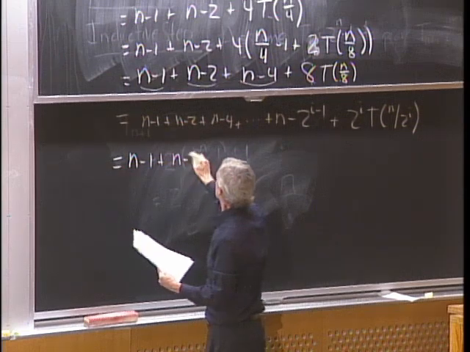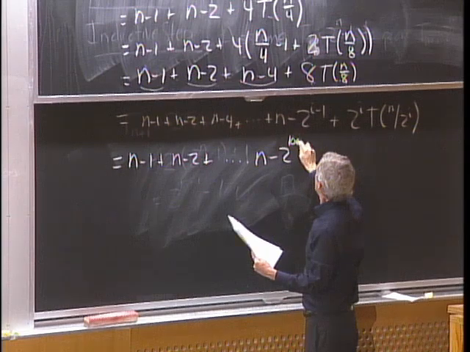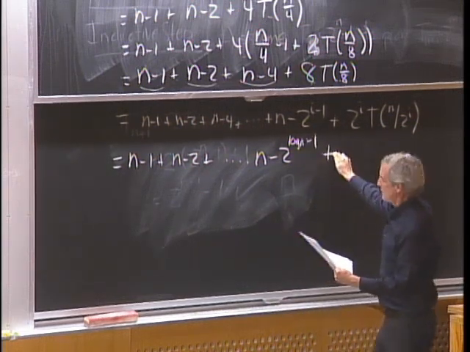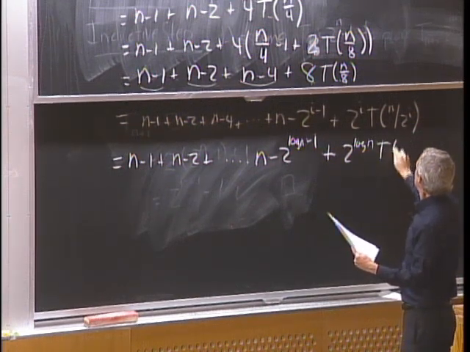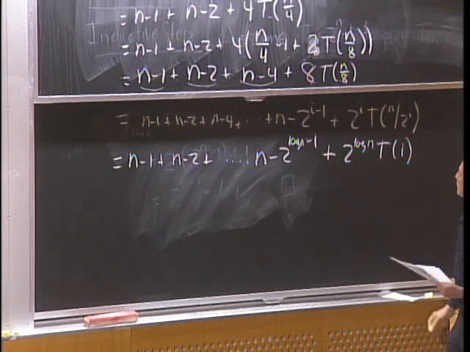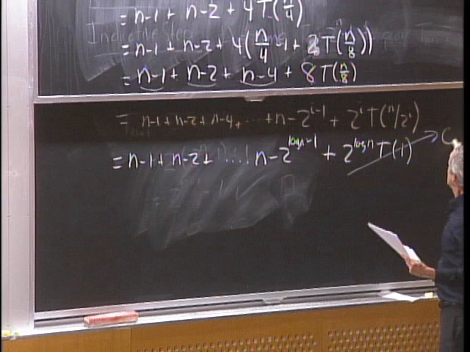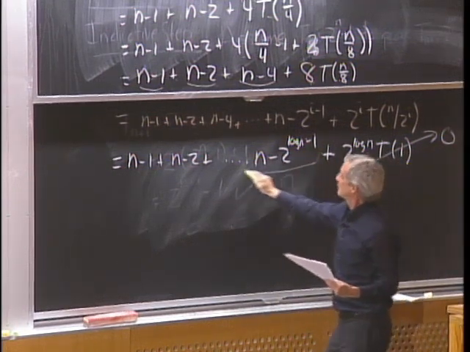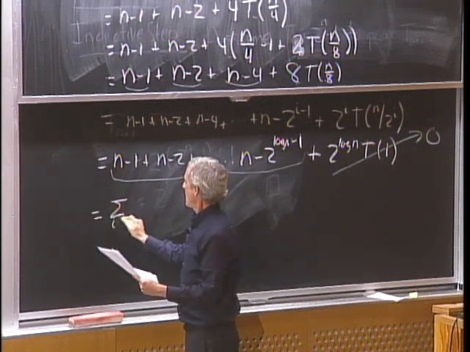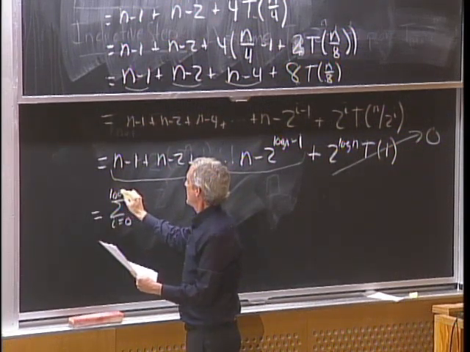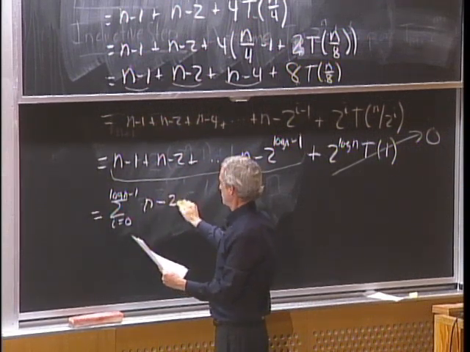All right, and see what we get. n minus 1 plus n minus 2 plus all the way down to n minus 2 to the log n minus 1, plus 2 to the log n times T(1). What's T(1)? 0. That's nice, that goes away. All right, so this is not looking so bad. This equals the sum, i equals 0 to log n minus 1, of n minus 2 to the i.